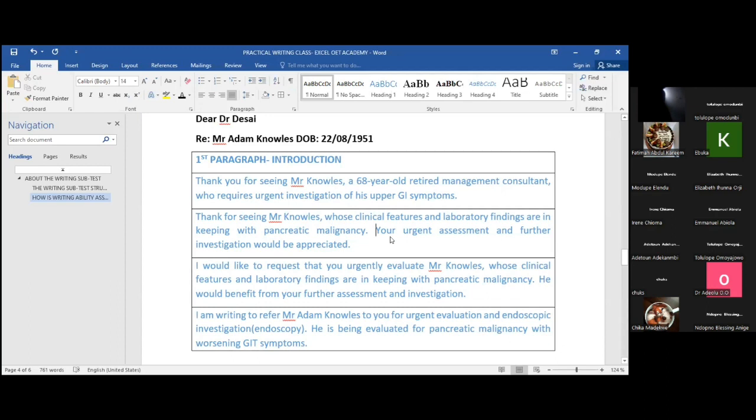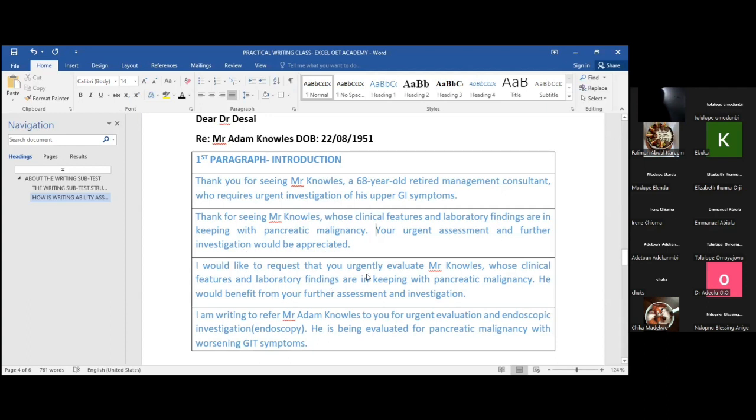Okay. Now this second one says urgent assessment and further investigation. I'm already telling the gastroenterologist, this is what I need you to do. My patient has clinical features and laboratory findings of pancreatic malignancy, but this is what I want you to do. Urgent assessment and further investigation.